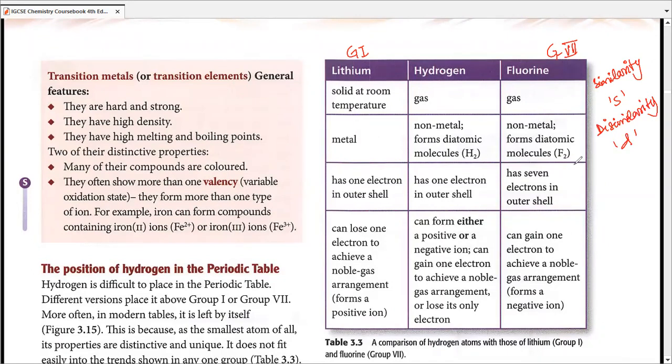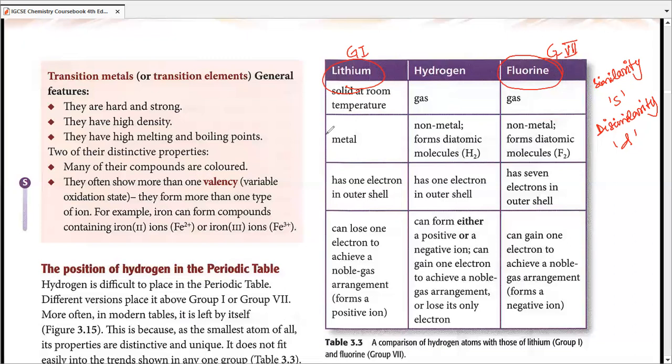Now, lithium and fluorine are just examples from these groups. The examination questions, as the past papers show us, may not necessarily compare hydrogen with the same elements every time. They may compare it with sodium or potassium instead of lithium, or bromine instead of fluorine. So remember, these are just examples. What they are trying to hint at with lithium is group 1, and with fluorine is group 7.